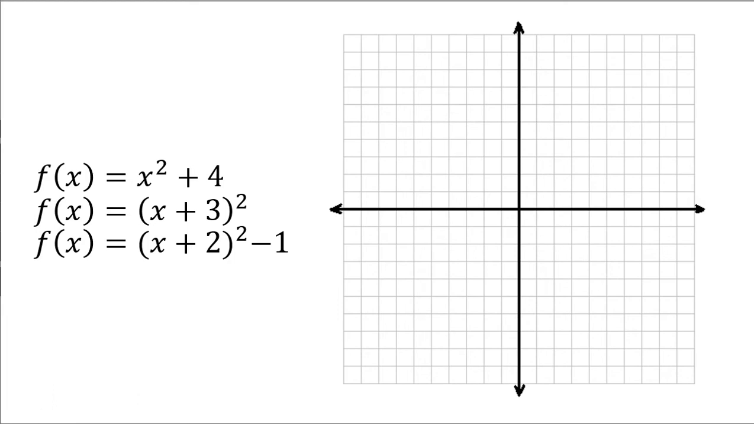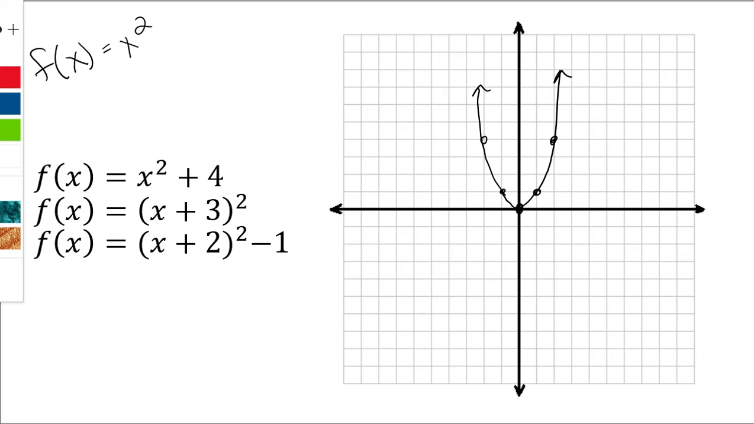All right, here's what we're going to do. First, our parent function, I'm going to graph this in black. So the parent function is x squared. And there you go. Again, the faster and better we know these, the faster these problems will go. The next one. This plus 4 is outside the parentheses. So that tells us to move our entire graph up 4.